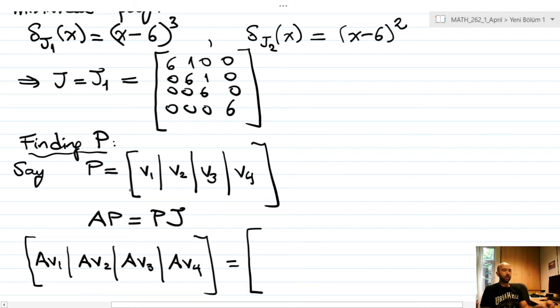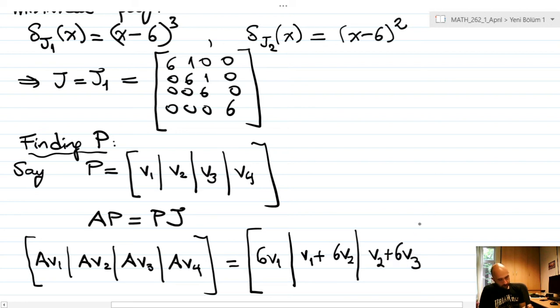For the right side, you have to look at this particular J. It tells you about this multiplication, but it's easy to keep track of. Please check that. This will give you 6V1 here, then V1 plus 6V2 here, V2 plus 6V3, and finally 6V4. Please check that PJ is really equal to that.